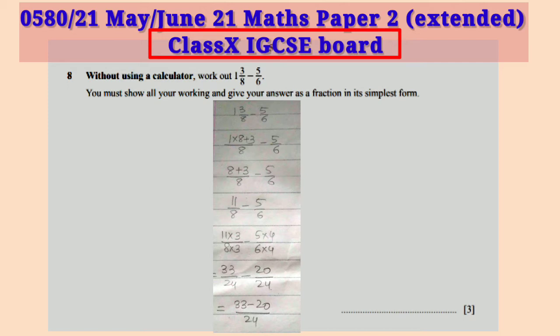The LCM of 8 and 6 is 24. So the first fraction we will multiply by 3 to make the denominator 24, and the second one we will multiply by 4 to make the denominator 24. So we have 33 by 24 minus 20 by 24. Denominators are now equalized. We can subtract numerators. That gives us 13 by 24 as the answer.